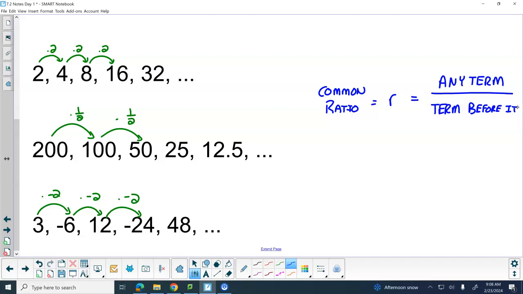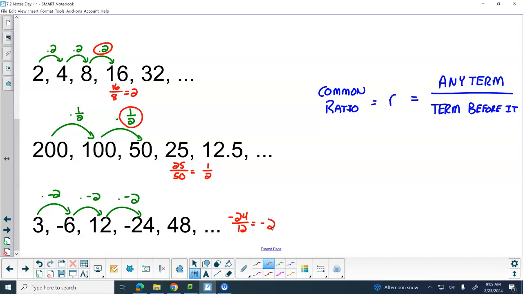So what I mean here is like 16 divided by 8 is 2. That's where my common ratio comes in. 25 divided by 50 reduces down to 1/2. That's where the common ratio comes in. Negative 24 divided by 12 is negative 2. 12 divided by negative 6 is negative 2. Negative 6 divided by 3 is negative 2. Same with all of these.